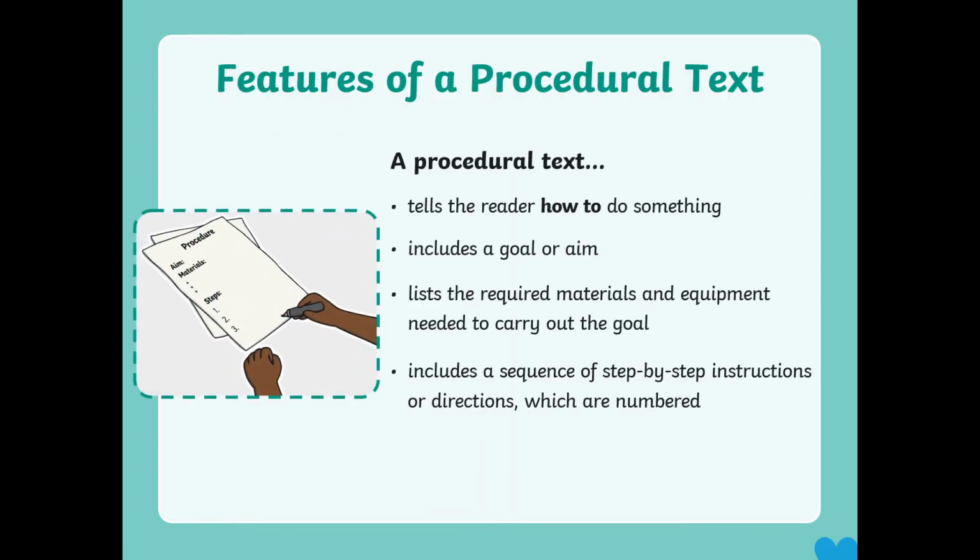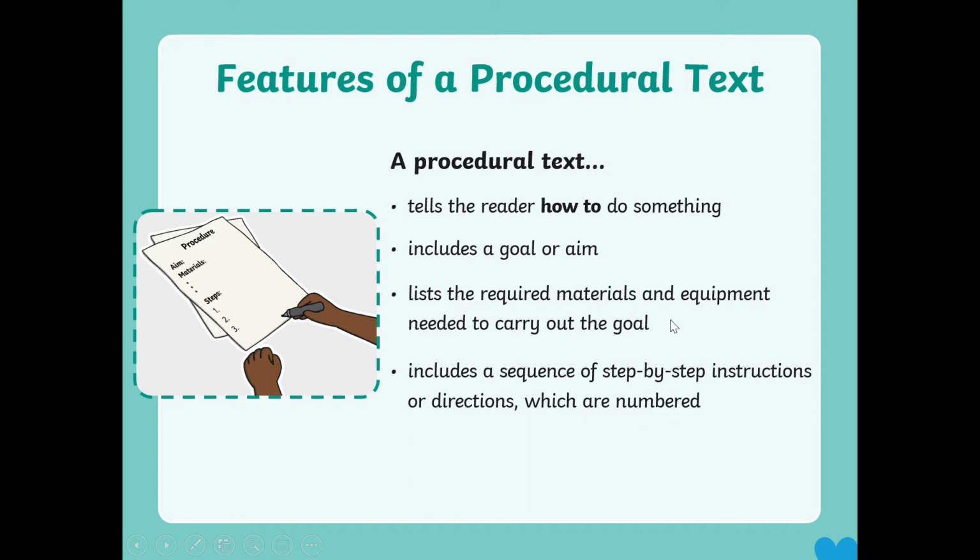Here's what we need when we're writing our instructional writing. We need to make sure we tell the reader how to do something. We always add a goal. This tells us the purpose of what we're trying to achieve in the instructions. So, how to make a sandcastle. It lists required materials or equipment.